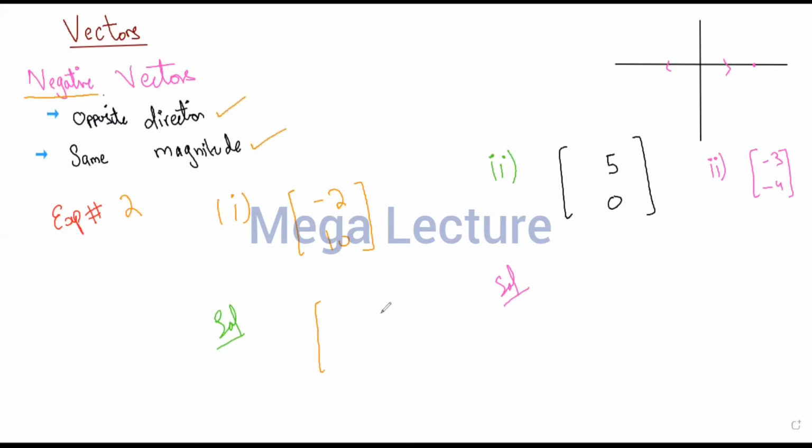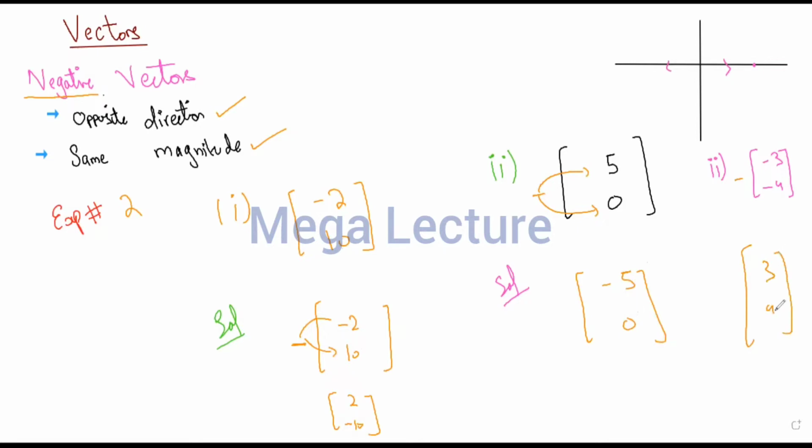So same magnitude means that the numbers would be same, the signs would be different. So I will write down the vectors as it is with a negative sign. Now I'll multiply this minus with -2 and with 10. So this would give me 2 and -10. I'll write down this minus sign, -5 and -0. -0 is nothing. So it would be -5, 0. I'll add minus here and that would give me 3, 4. Okay. So always remember, for finding out negative vectors, just add a negative sign and then just multiply it with all the terms in the vector.